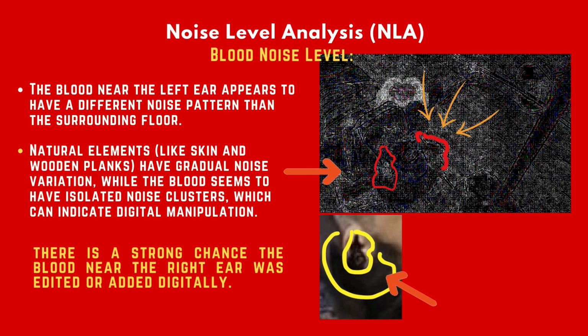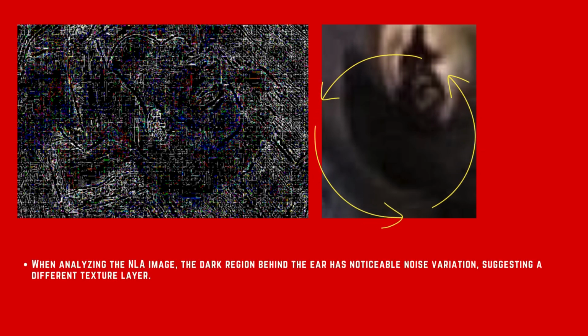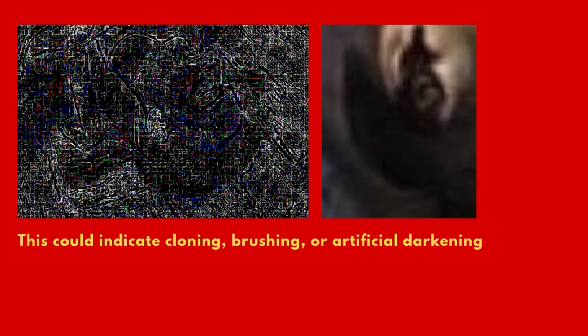When analyzing the NLA image, the dark region behind the ear has noticeable noise variation, suggesting a different texture layer. This could indicate cloning, brushing, or artificial darkening. This could be an edited or painted over area, possibly to hide something.